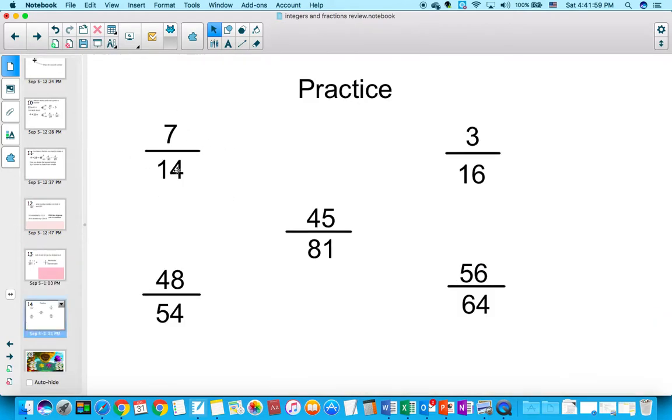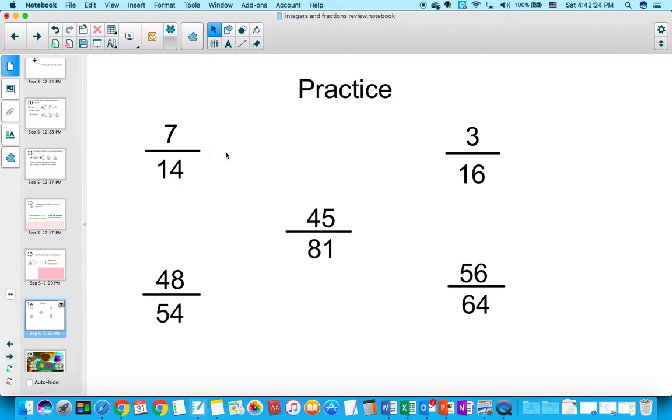So if 7 over 14, how can I make that simpler? Well, what divides into 7? 1, and really only 7. What divides into 14? 1, 2, not 3, not 4, not 5, not 6, 7. Well, they both divide by 7, and 7 is the highest number they have in common. So I divide by 7. 7 divided by 7 is 1, and 14 divided by 7 is 2.